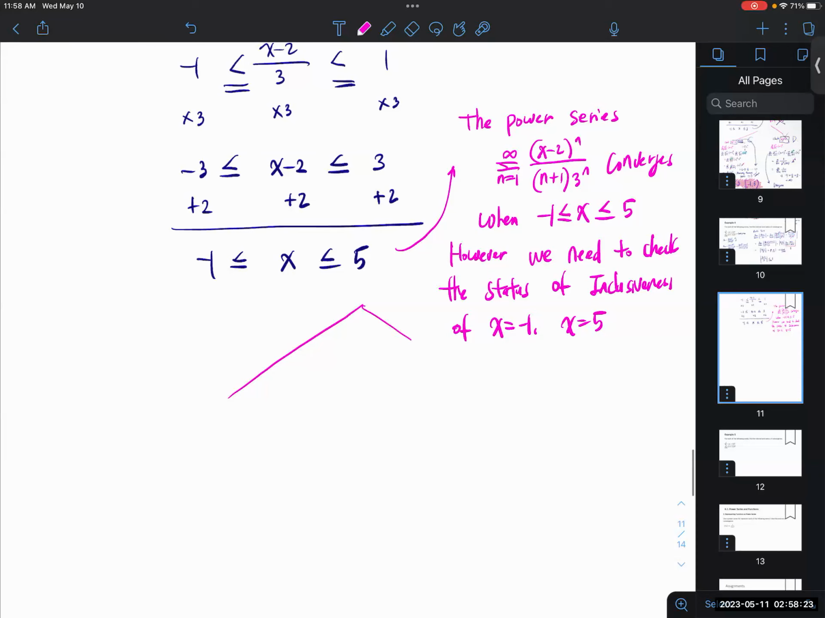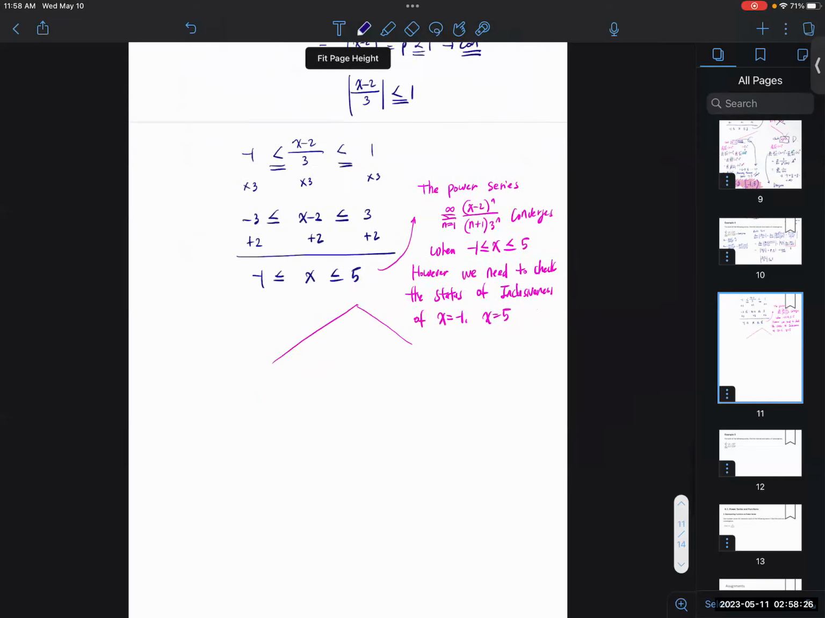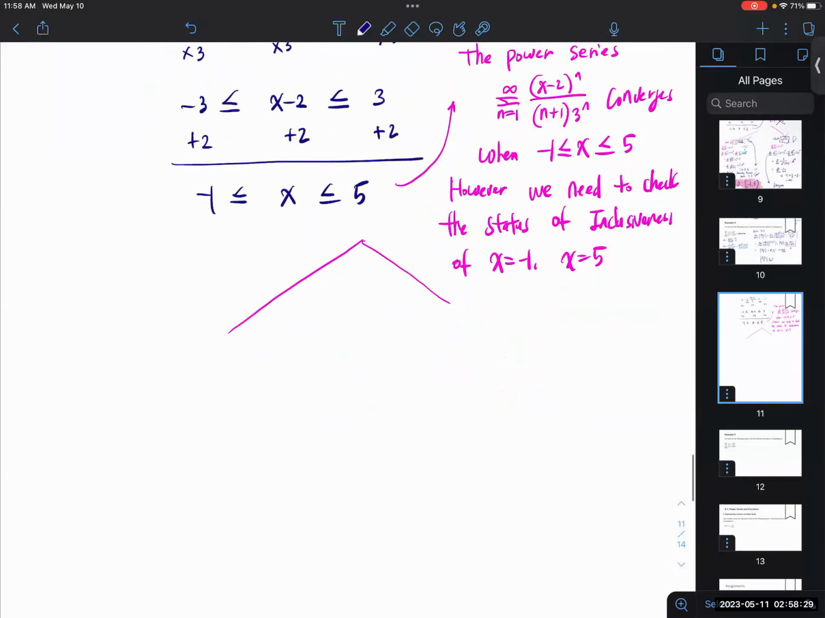Okay, so let's do two scenarios. Now check when x equal to -1. Check x equal to 5. Sorry, my iPad has a little bit of an issue. Please, let me set it up again. Check x equal to 5. Okay, now what are you going to do?